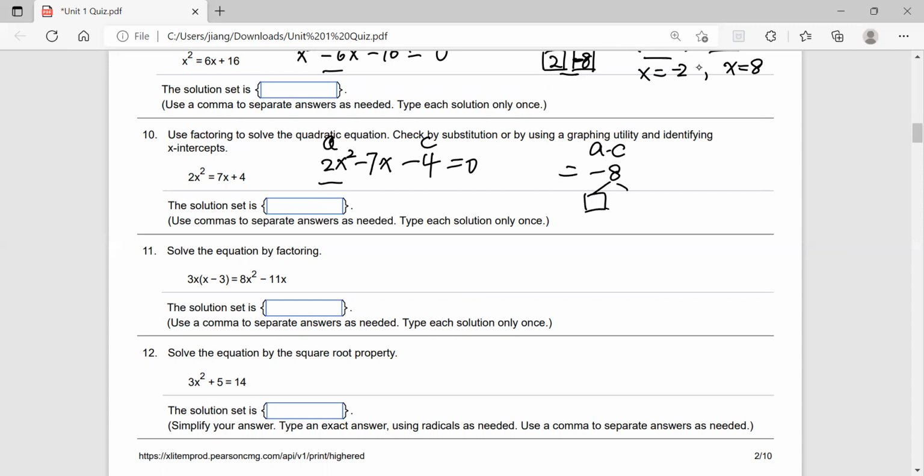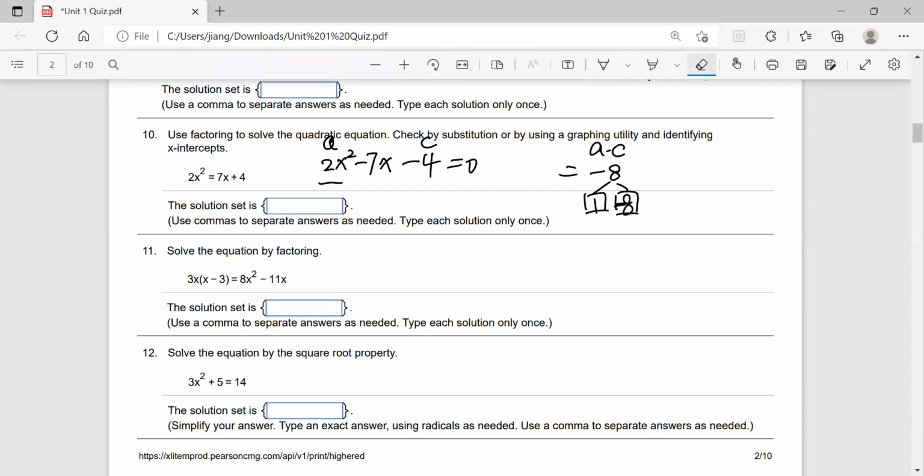And break it down into two numbers. The addition is -7. So the first one is 1, second one is 8. And then which one is negative? 8 must be negative because the sum of 1 and -8 can make a -7. That means next step for the AC method, we break down the middle term into x and -8x. So now the expression becomes 2x squared plus x minus 8x minus 4 equals 0.